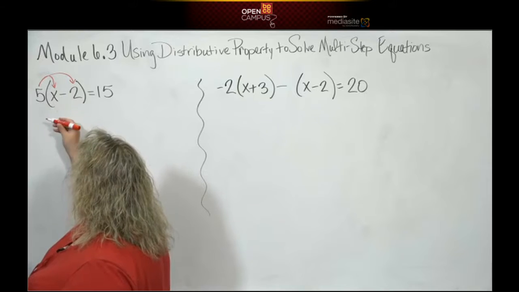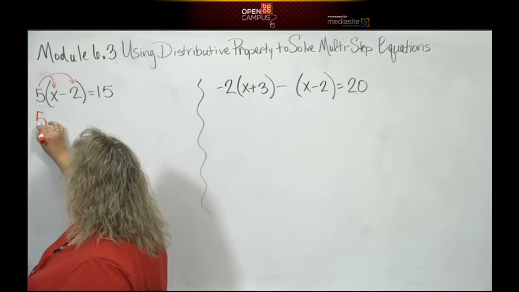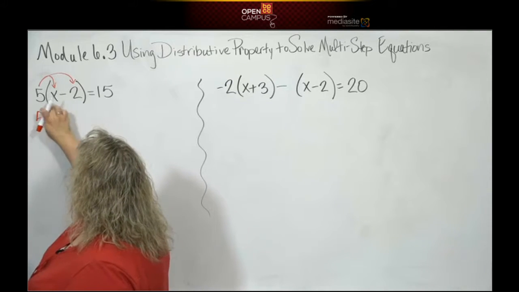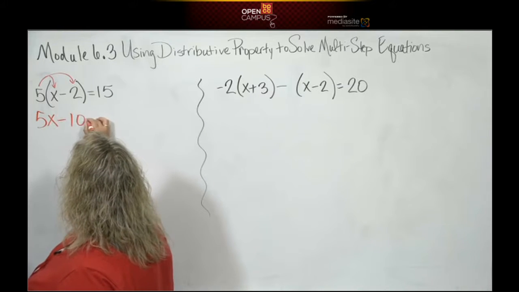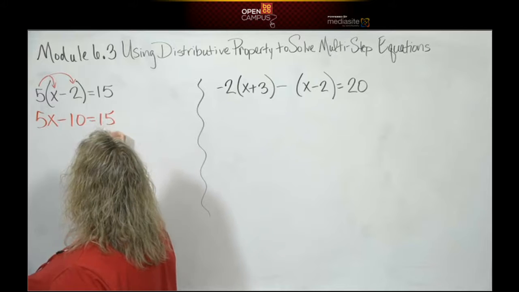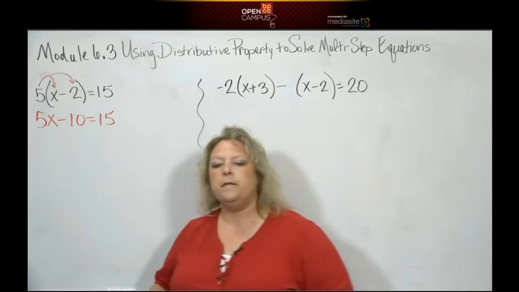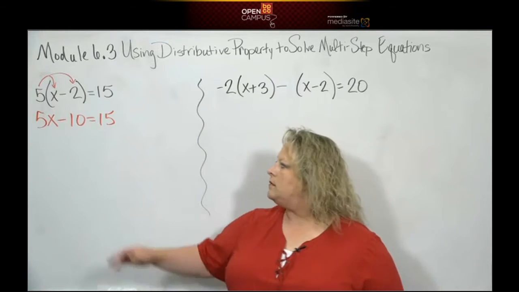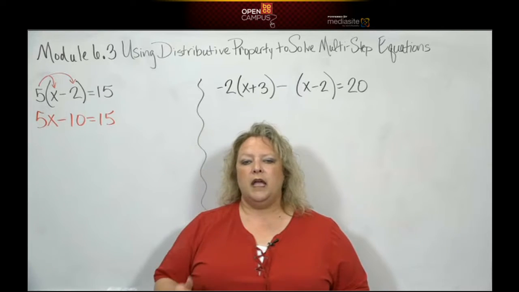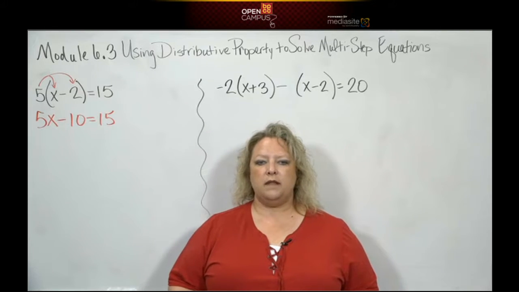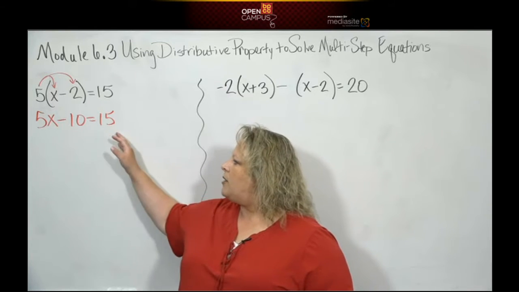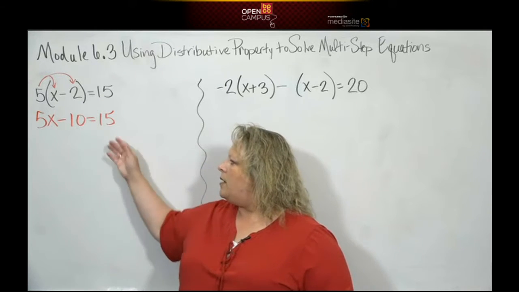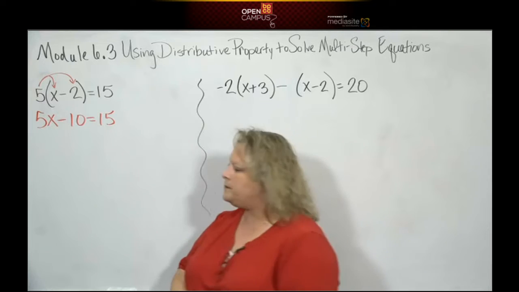5 times x is 5x. 5 times negative 2 is negative 10. Bring down the 15 because I haven't used it yet. All right, so once I get rid of the parentheses, then if I have like terms on the same side of the equation, I do that. If I don't, then I just go ahead and move my numbers to the right.